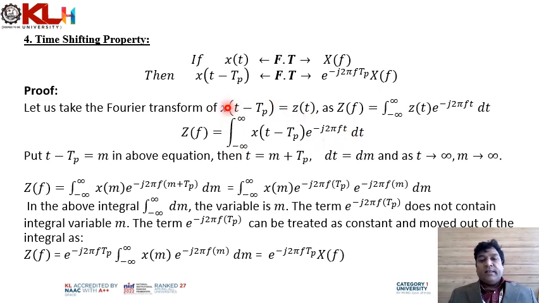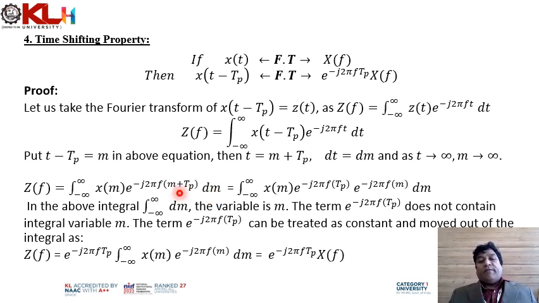So we will take this integral minus infinity to infinity x of t minus Tp into e power minus j 2 pi f t dt. Now we are going to replace that time shifting factor t minus Tp as a new variable m. Then we will get t as m plus Tp. Then dt will be of course dm. Then we can write this integral as x of m e power minus j 2 pi f. In the place of t, wherever you have t, you have to write m plus Tp. So you are going to get m plus Tp, and dm in place of dt.